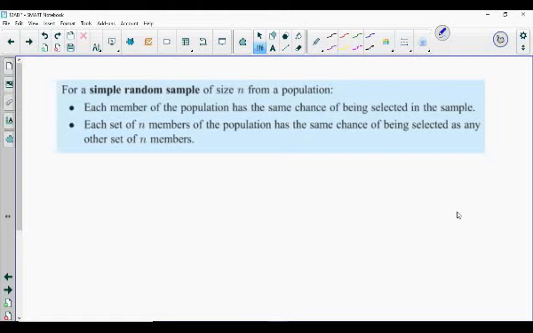Well, you'll see in the following sampling types that that's not always the case, but what's really important here is that every set of n members has the same chance of being selected as any other set of n members. So any set of 3 people from the population is just as likely as any other group of 3. And that is, I think, more obviously less likely in some of the other sampling types, because some groups are just not possible with some of the other sampling methods, as we'll see.